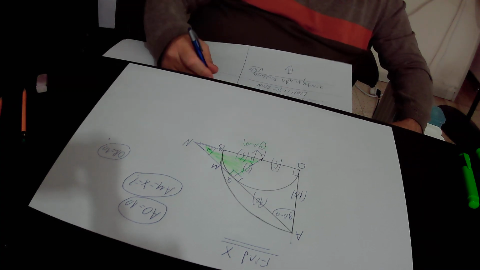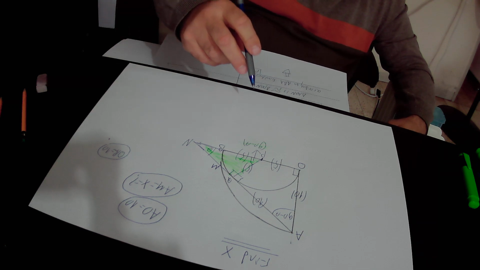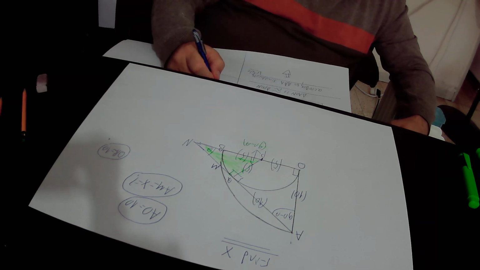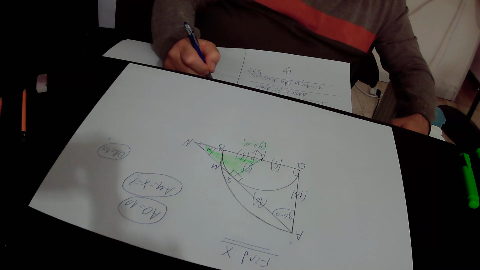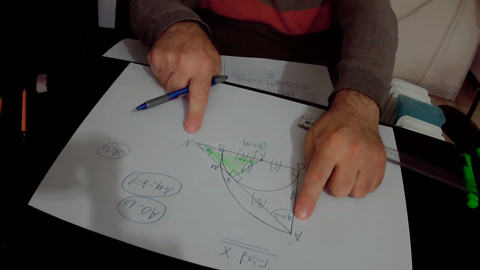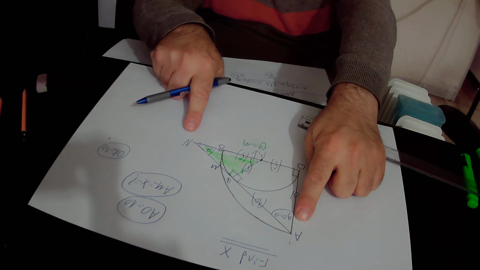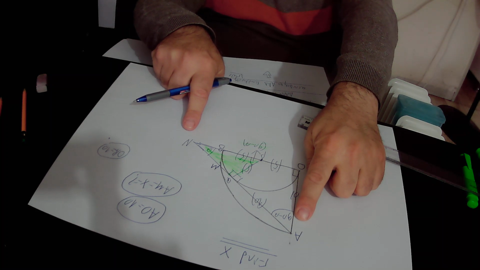AO is 10 over QP is 5, and it is equal to AN over PN. What is the length of AN? In total, AN equals AQ plus QN. AQ is 10. So in total, AN equals 10 plus QN.